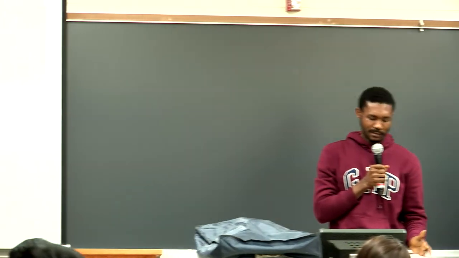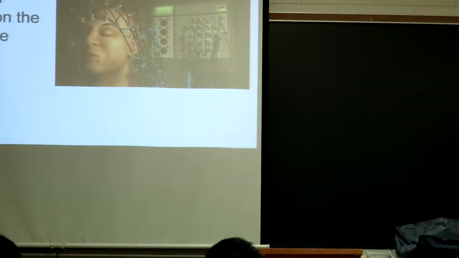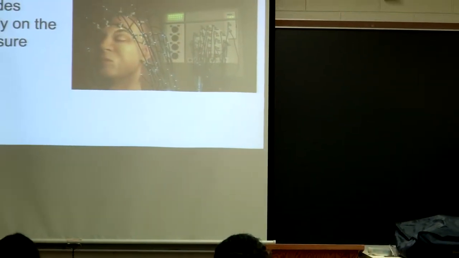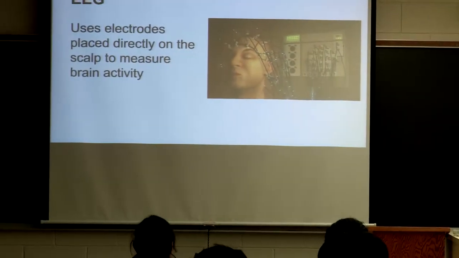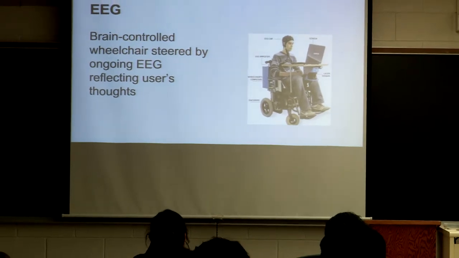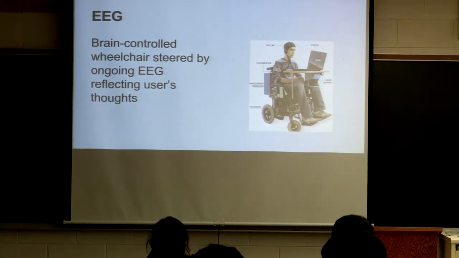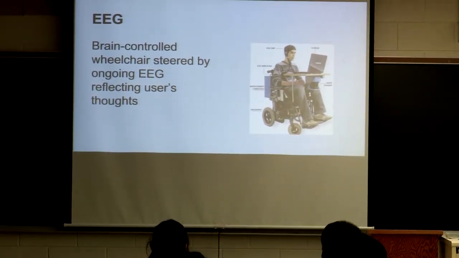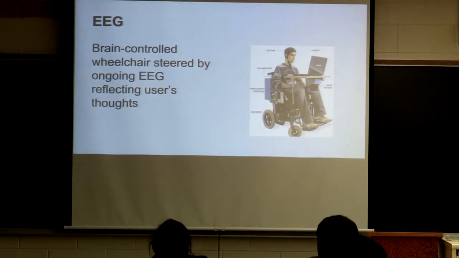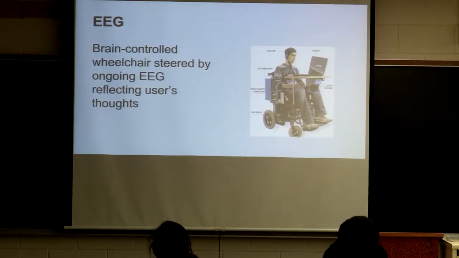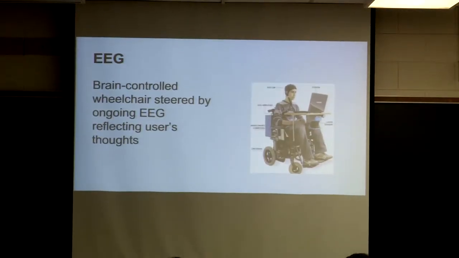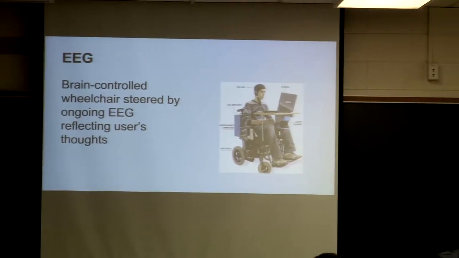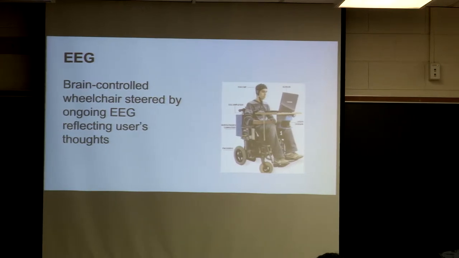Then the last one I'll be talking about is the EEG, which uses electrodes placed directly on the scalp to measure the brain activity. In recent research, I think in 2013, last year, they were able to develop a brain-controlled wheelchair in which someone with a disability could move that wheelchair with a thought pattern that is going on in his mind.